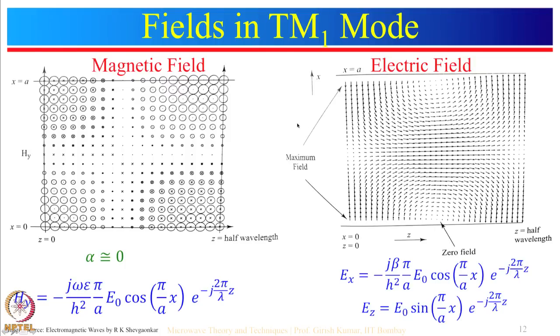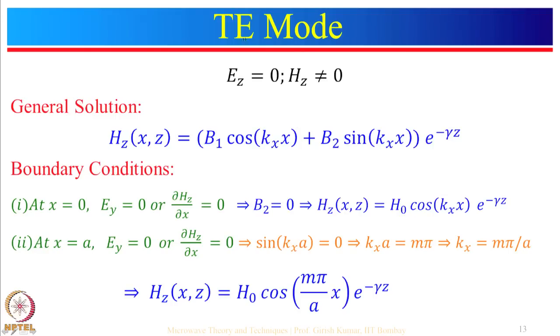Now let's move on to the next mode, which is TE mode, transverse electric mode, in which the electric field is transverse to the direction of propagation, or there is no electric field in the direction of propagation, or we can say Ez is equal to 0 and Hz is not equal to 0. The general solution for magnetic field in longitudinal direction will be Hz is equal to B1 cos kx x plus B2 sin kx x, into e raised to minus gamma z, which we derived earlier.